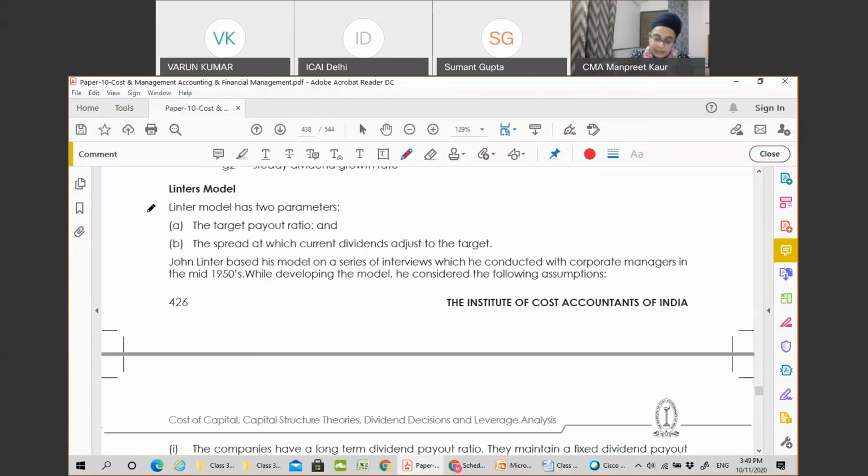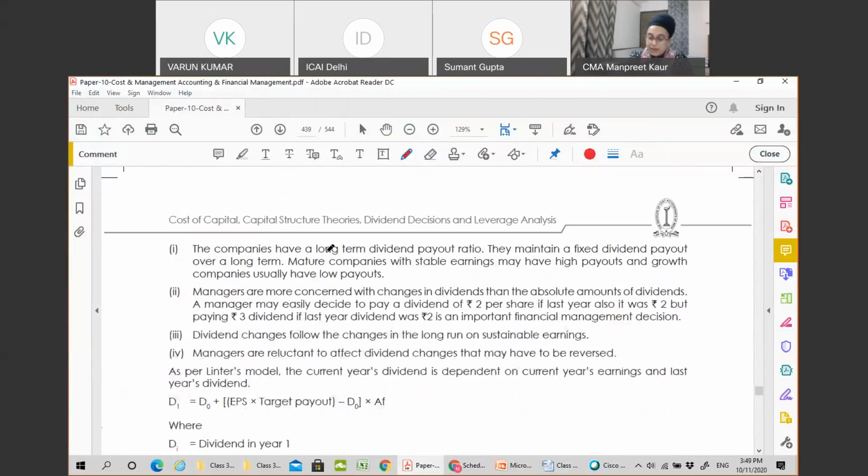So this Lintner's model is based on the series of interviews that he conducted with corporate managers in the mid-1950s. There are the following assumptions that long-term dividend payout ratios should have. It maintains a fixed dividend payout. Managers are concerned with changes in the dividend. Dividend changes follow changes in long-run sustainable earnings, and managers are reluctant to make dividend changes that may have to be reversed.